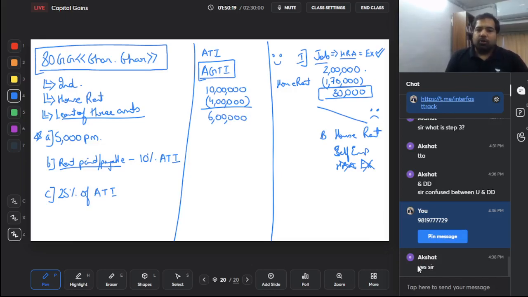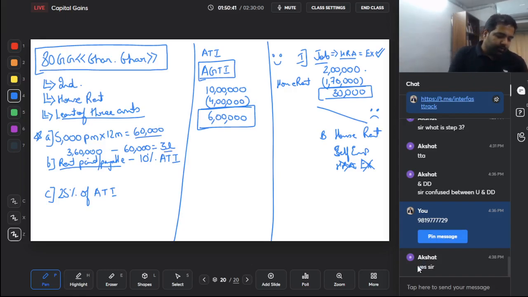Alright. So now you'll be able to calculate. Yes, now I'll be able to calculate. So let's calculate, guys. Rent paid or payable is 3 lakh 60, minus 10% of ATI, which is 60,000. So this becomes 3 lakh, this is into 12 months, this becomes 60,000. And 25% of ATI is 6 lakh into 25%, which is 1 lakh 50. So have you got all the three numbers? Yes. The least of them, that is 60,000, will be your deduction under 80GG.